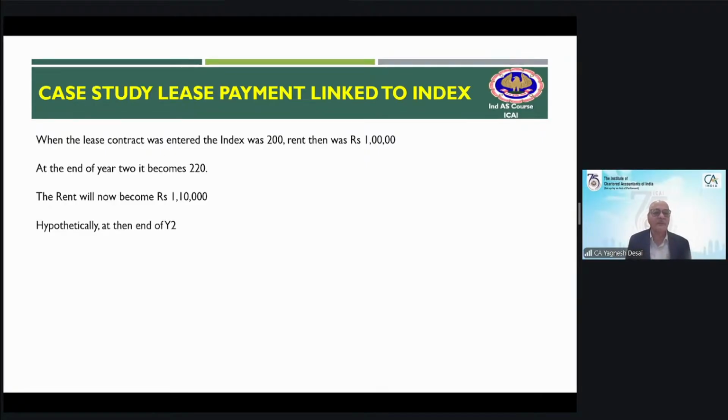Okay, then when the lease contract was entered at 200, the rent was 1 lakh. Sorry, I forgot to add. Sorry.